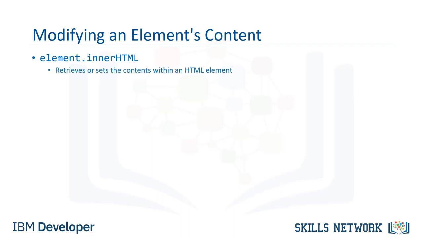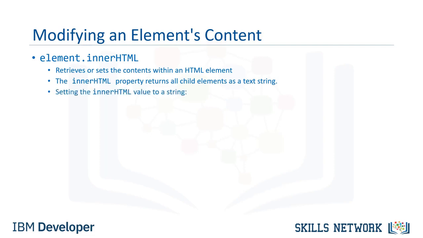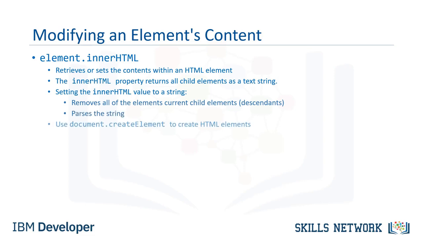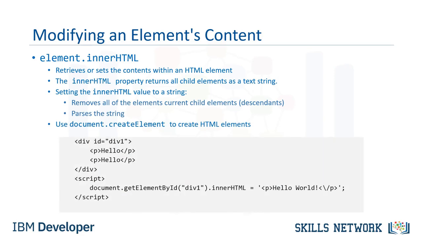The property element.innerHTML retrieves or sets the contents of an HTML element. The innerHTML property returns all child elements as a text string. With element.innerHTML, you can change the contents of an HTML element by setting it to a text string that can include HTML tags. Setting the inner HTML value of an element to a string removes all of the current child elements. The browser then parses the string and sets the contents of the HTML element.